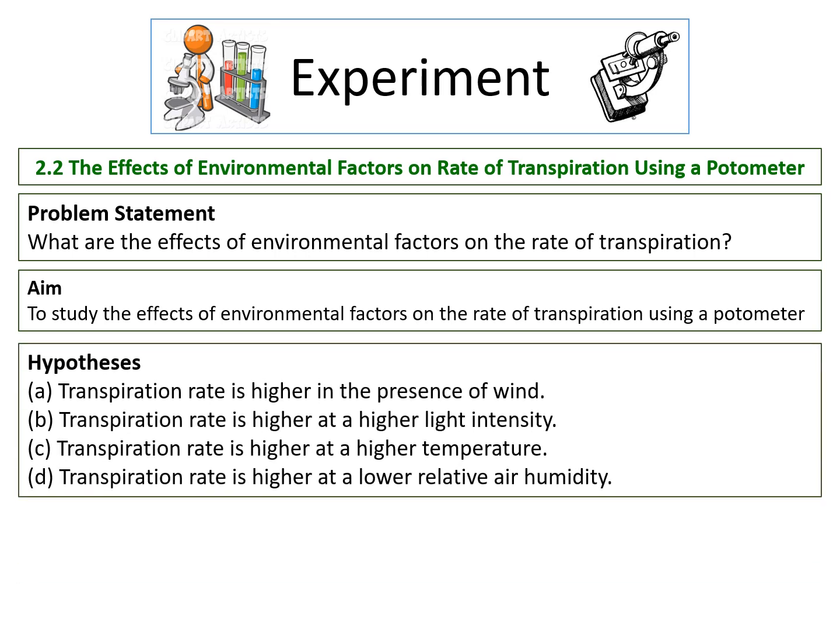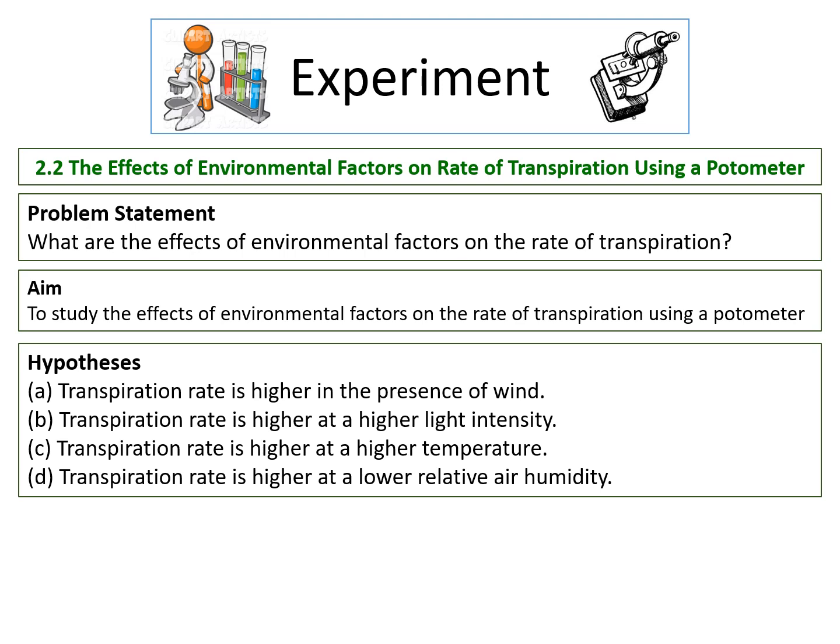Here are the hypotheses. A. Transpiration rate is higher in the presence of wind. B. Transpiration rate is higher at the higher light intensity. C. Transpiration rate is higher at the higher temperature. And D, the last one, transpiration rate is higher at a lower relative air humidity. A hypothesis is a general statement only, so we need to prove whether the hypothesis can be accepted or not.